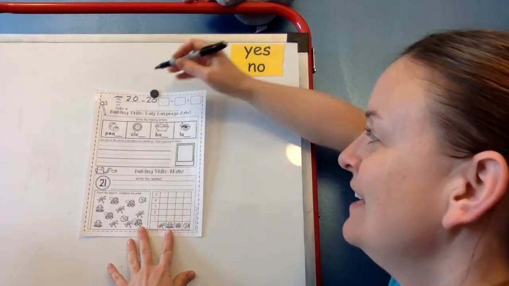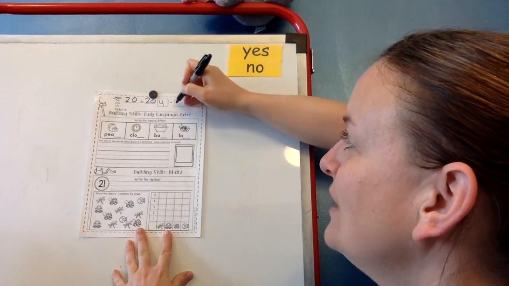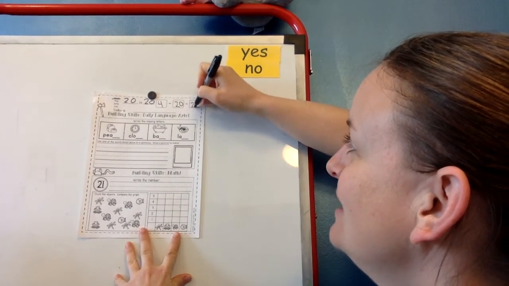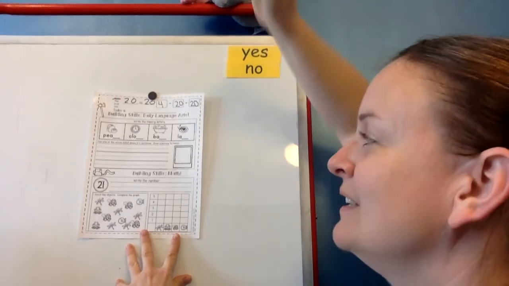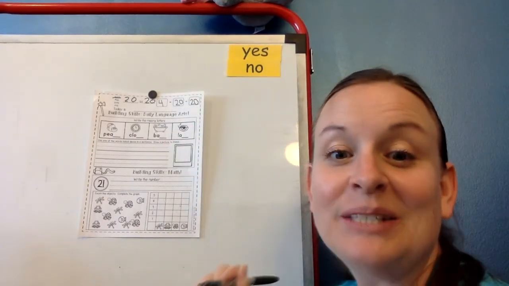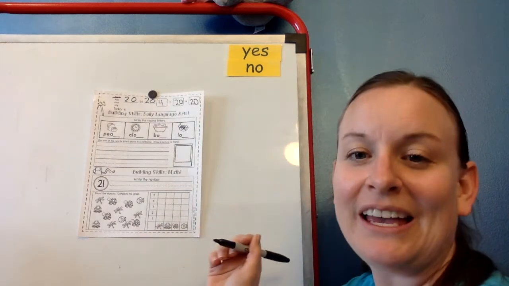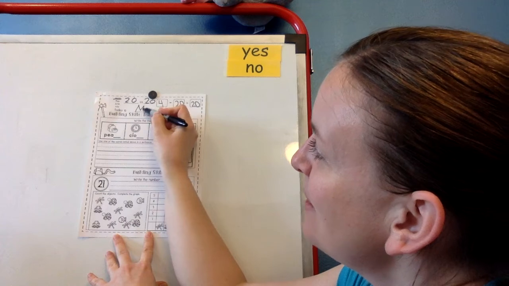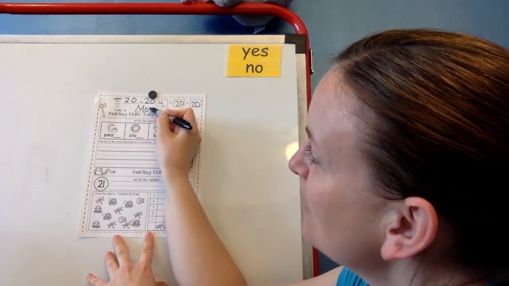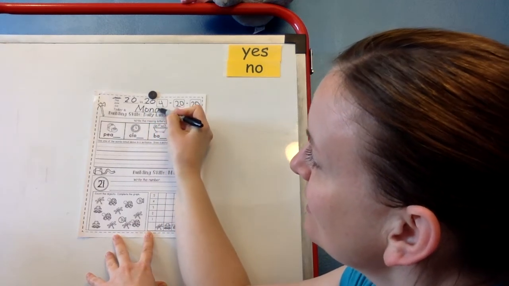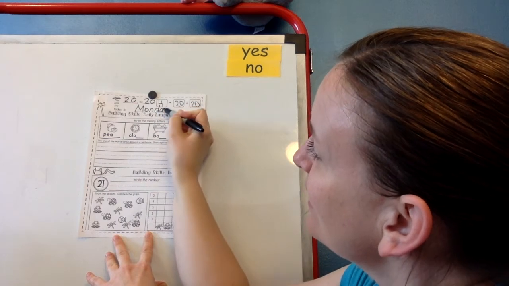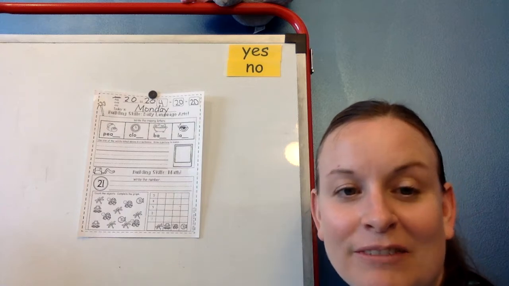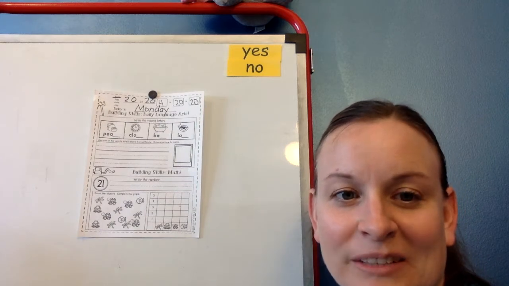All right. Then our digital date is 4-20-20. And today is Monday. So we're going to go ahead and write Monday. So do your capital Monday. All right. I'll give you a minute to get that done.